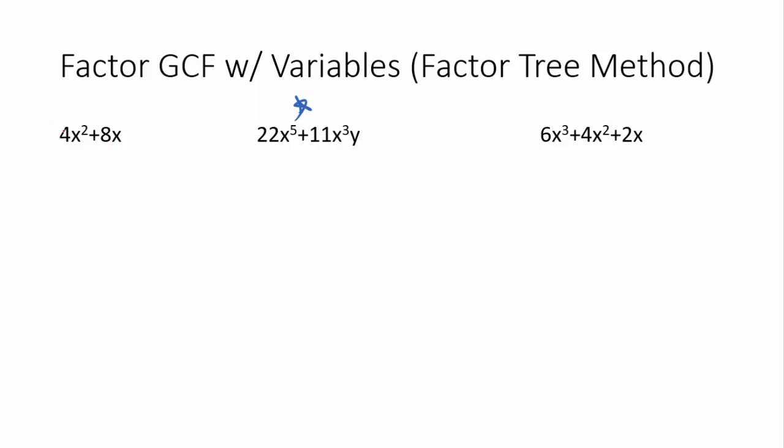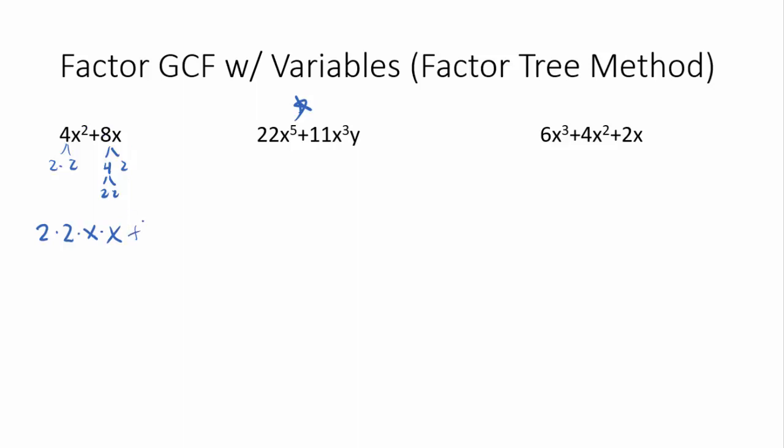We're going to go through that factor tree method we did in the previous video. So we're going to go ahead and split up 4 into 2 times 2. And we'll split up 8 into 4 times 2. And then the 4 will split up into 2 times 2. So if we write this all down, 4x squared could be written as 2 times 2 times, and the x squared can be written as x times x. We'll put a plus sign in the middle, separating the terms.